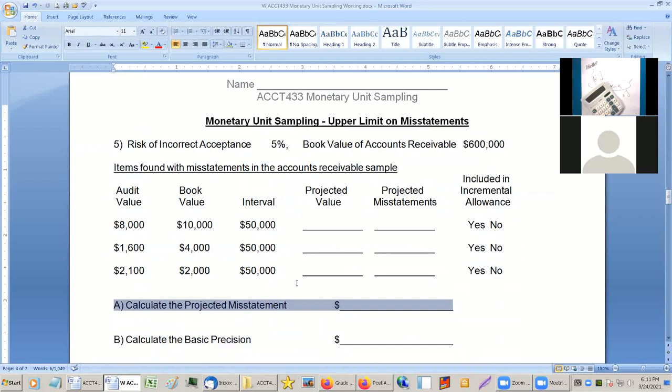My new thing, and I didn't do it with this one, is to make the page numbers and the problem numbers the same, but I can't always do that.